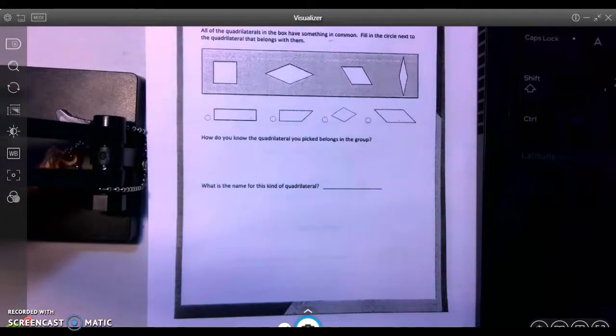Review question 25. So let's get started. All the quadrilaterals in the box have something in common. Fill the circle next to the quadrilateral that belongs with them.